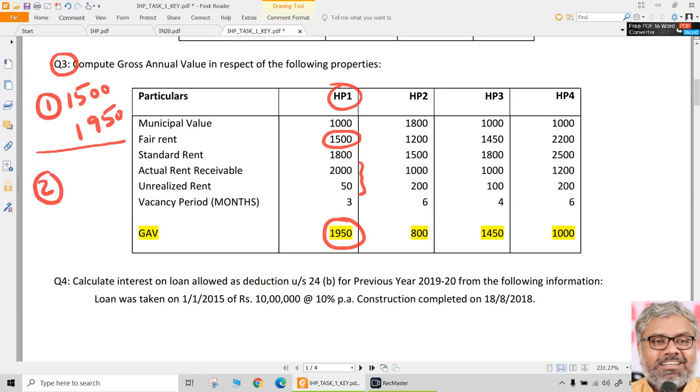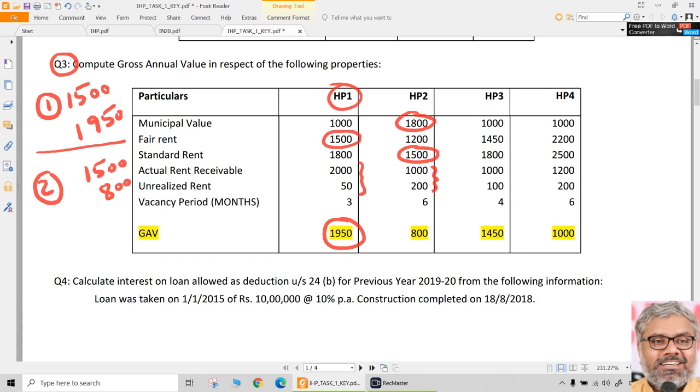What about house property 2? Same logic. 1800 or 1200, 1800. 1800 or 1500, 1500. So expected rent is 1500. Take it. Then 1000 minus 200, actual rent received or receivable is 800. Take it directly. This is okay.